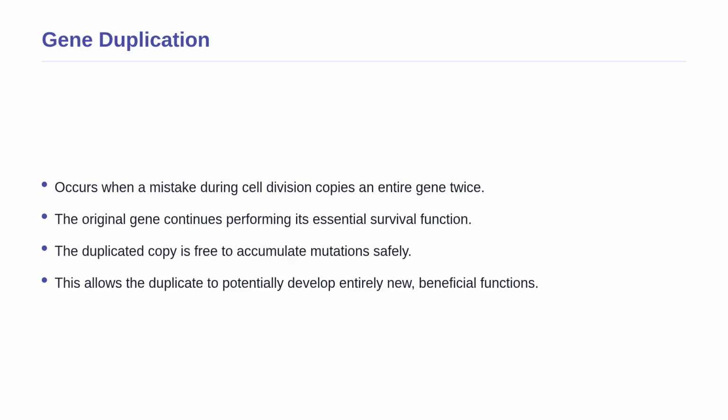During cell division, an entire gene is accidentally copied twice. The original gene keeps doing its essential job, while the new duplicate is free to accumulate mutations and evolve entirely new, complex functions.